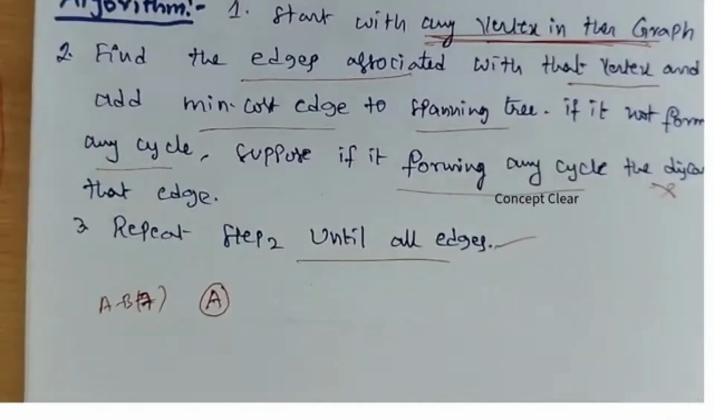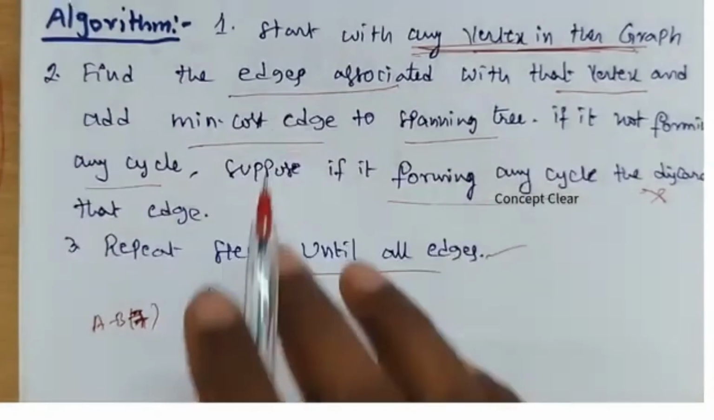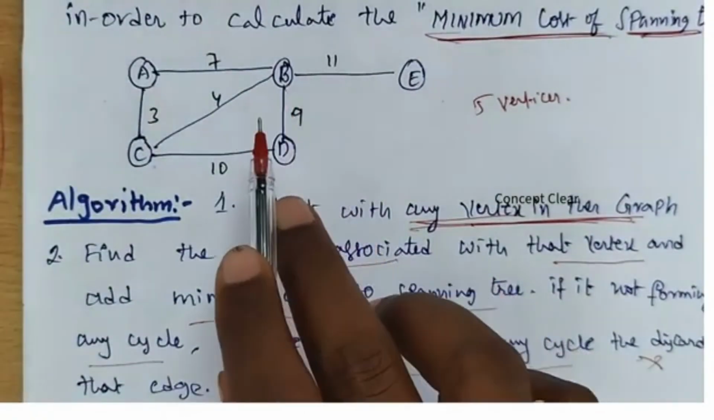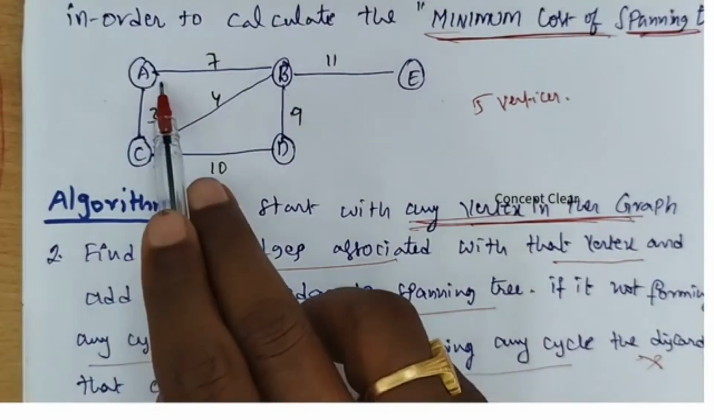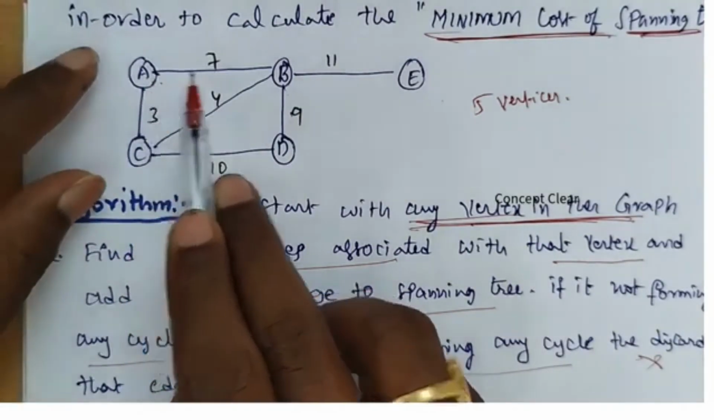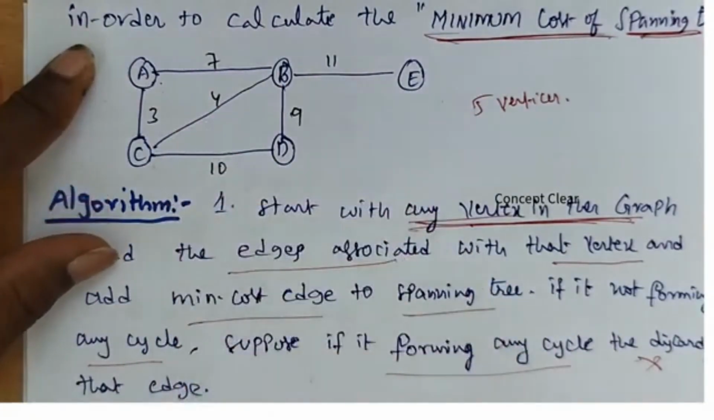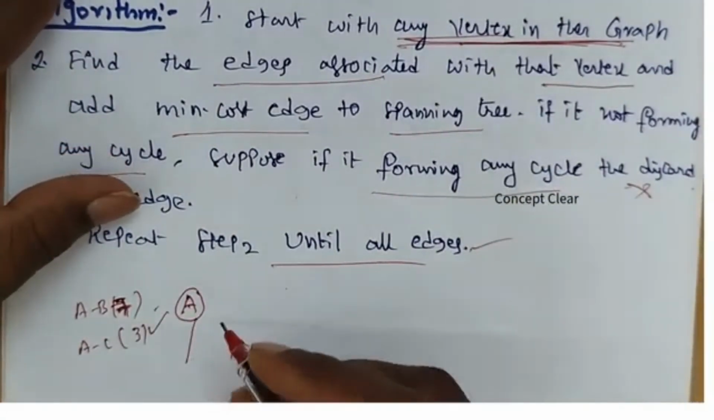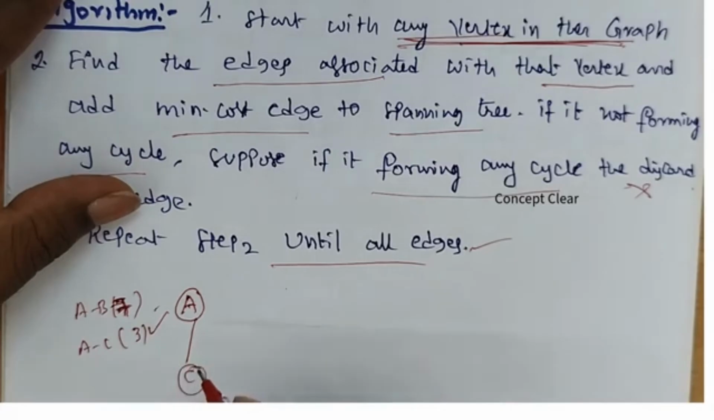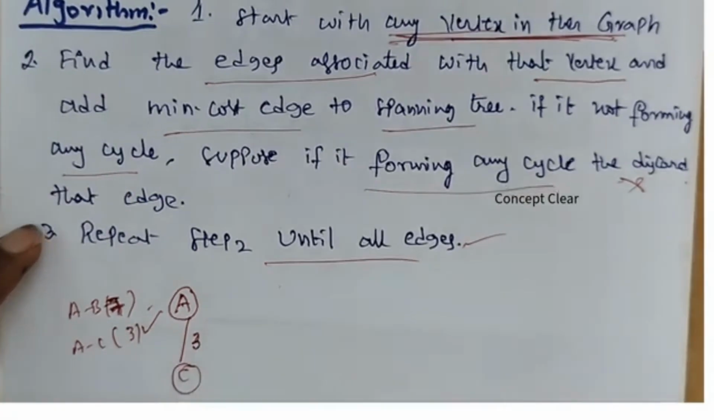Here I am taking vertex A. A contains A to B 7, as well as in the graph A to C is 3. See here, vertex A contains these edges: A to B is 7, A to C is 3. According to this, which one is the minimum value? 3 is minimum. So I am drawing A to C. The edge weight is 3.